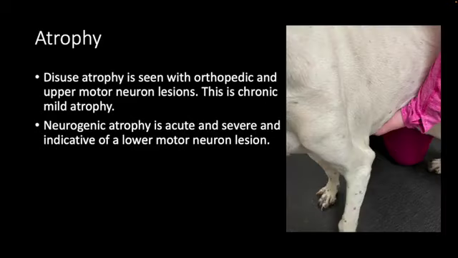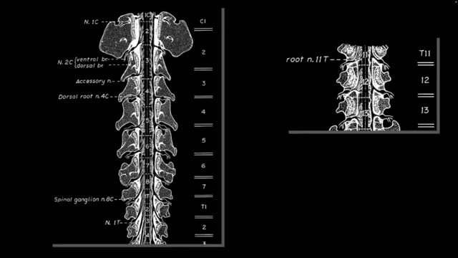A brief word on atrophy. Generally, if atrophy is mild and chronic, a lower motor neuron disease is unlikely. This type of atrophy occurs with orthopedic disease or upper motor neuron disease. However, if the atrophy is severe and acute, this is indicative of a lower motor neuron localization, in this case a right-sided C6-T2 myelopathy, or potentially a brachial plexus neuropathy. Generally, reflexes and tone are more helpful for localization because patients present more commonly in the acute phase. However, atrophy can be helpful in more chronic cases.